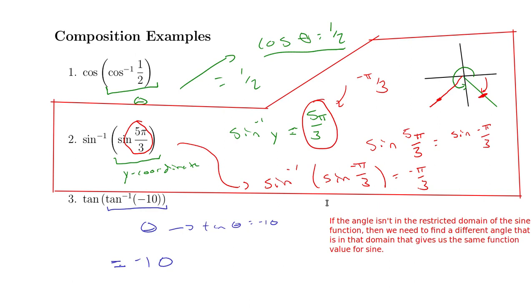And this is the same thing for cosine. So we found out that sine of 5 pi over 3 and sine of negative pi over 3 were the same thing. And we also know that negative pi over 3 is in that restricted domain. So that's the value that we can use. That's kind of a weird thing.